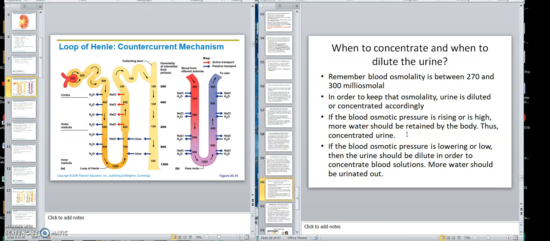If the blood osmotic pressure is lowering or too low, then the urine should be dilute, because now I need to get rid of a lot of water in order to concentrate the solutes in the blood. More water should be urinated out. So the whole thing of how much you put out and how much you don't put out has to do with maintaining this normal osmolality of the blood. Okay, let's go further.